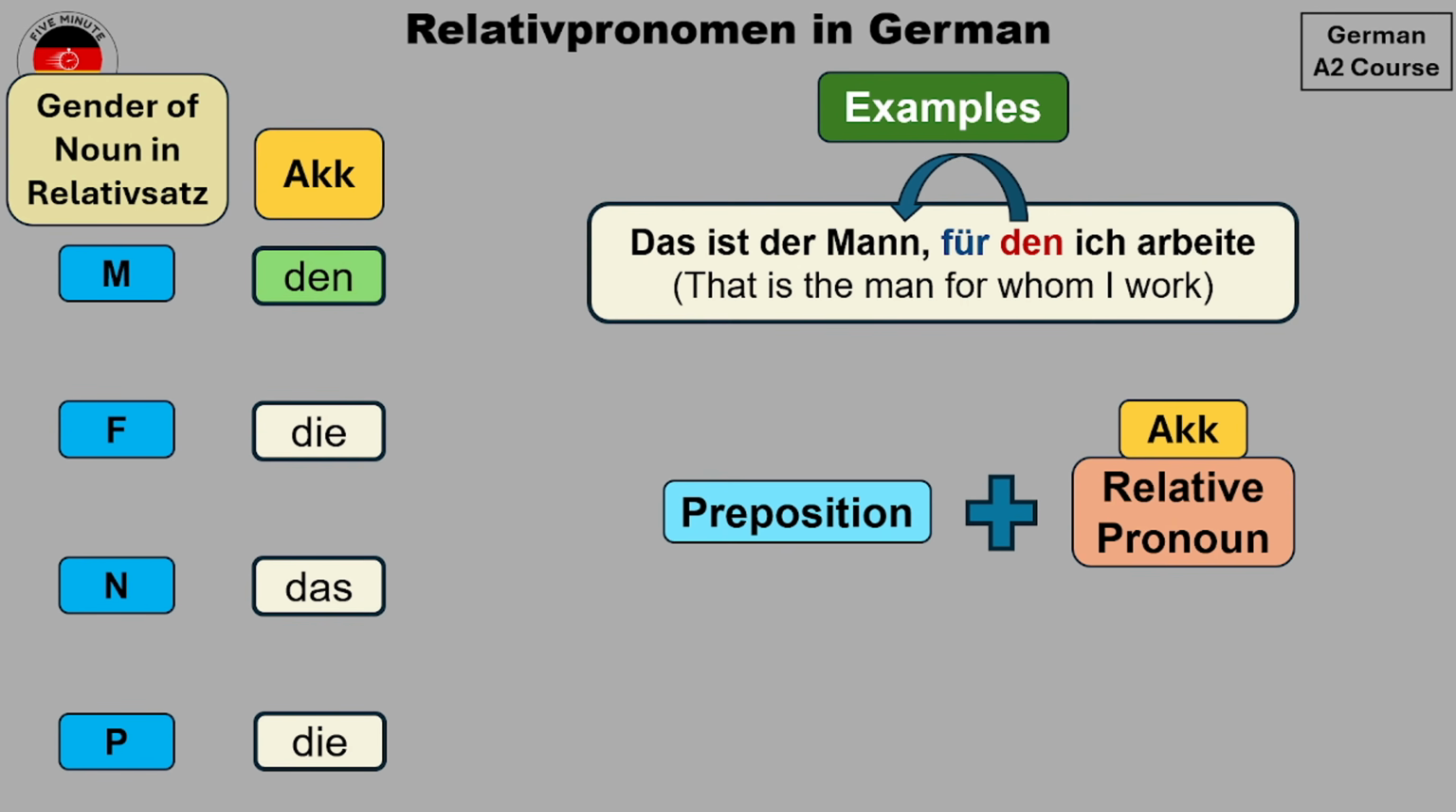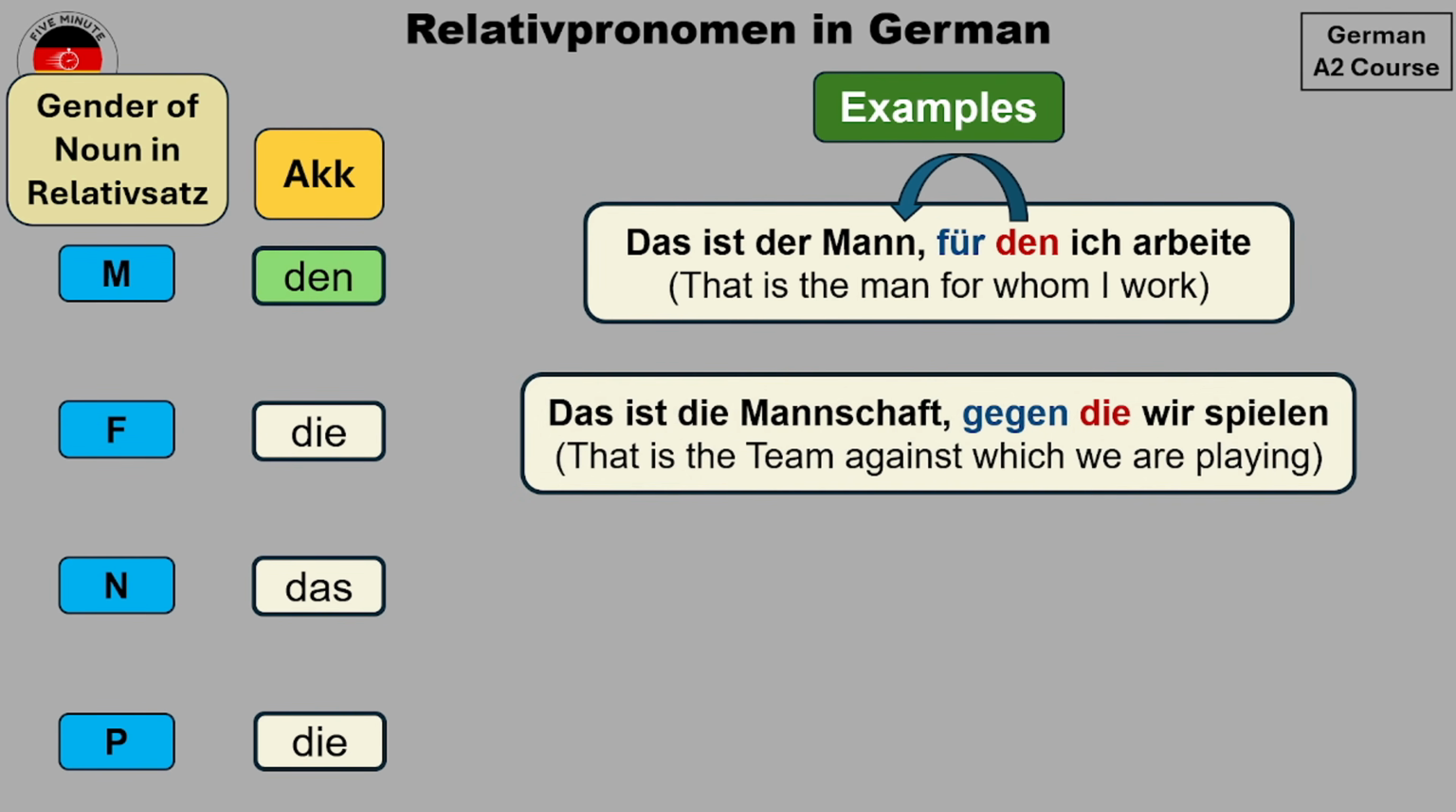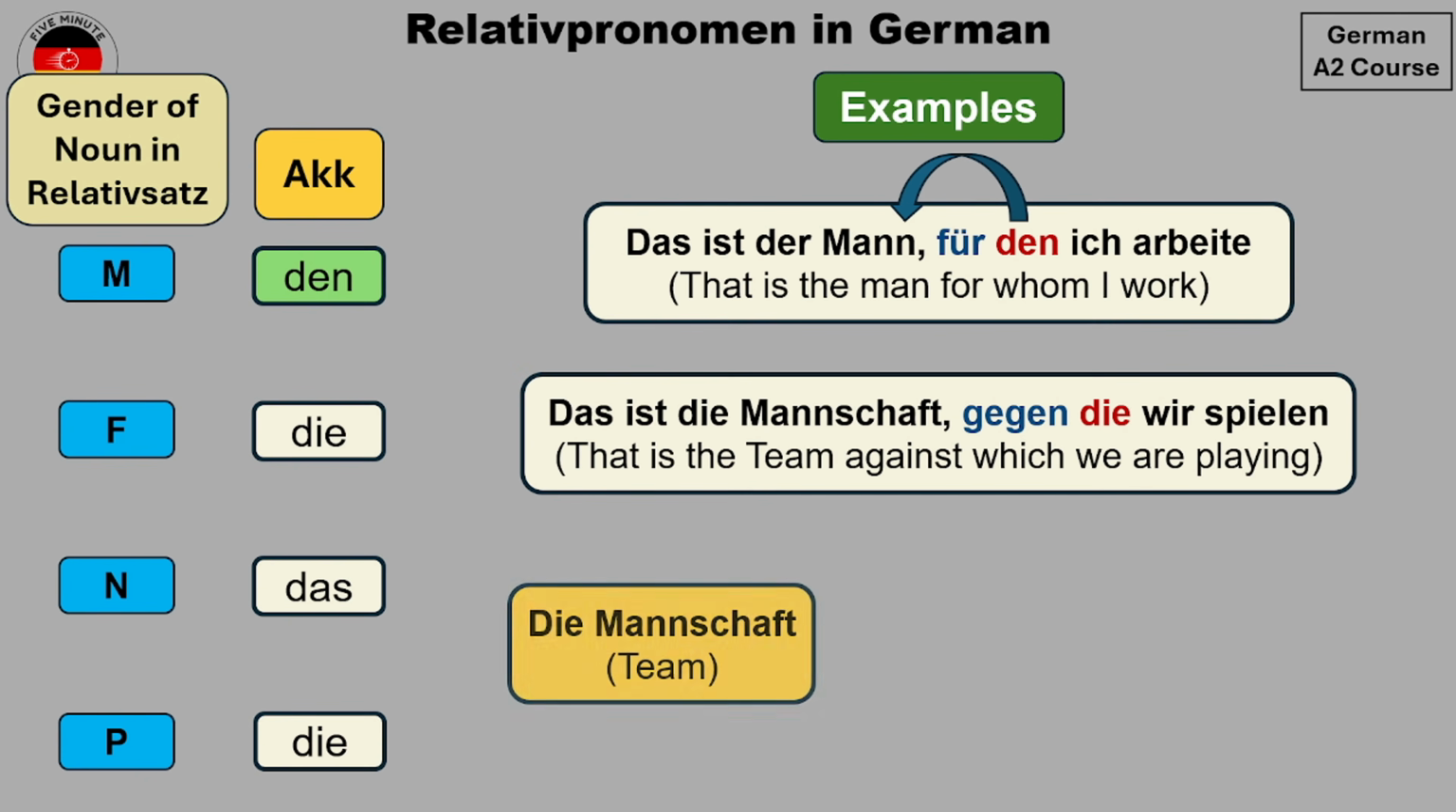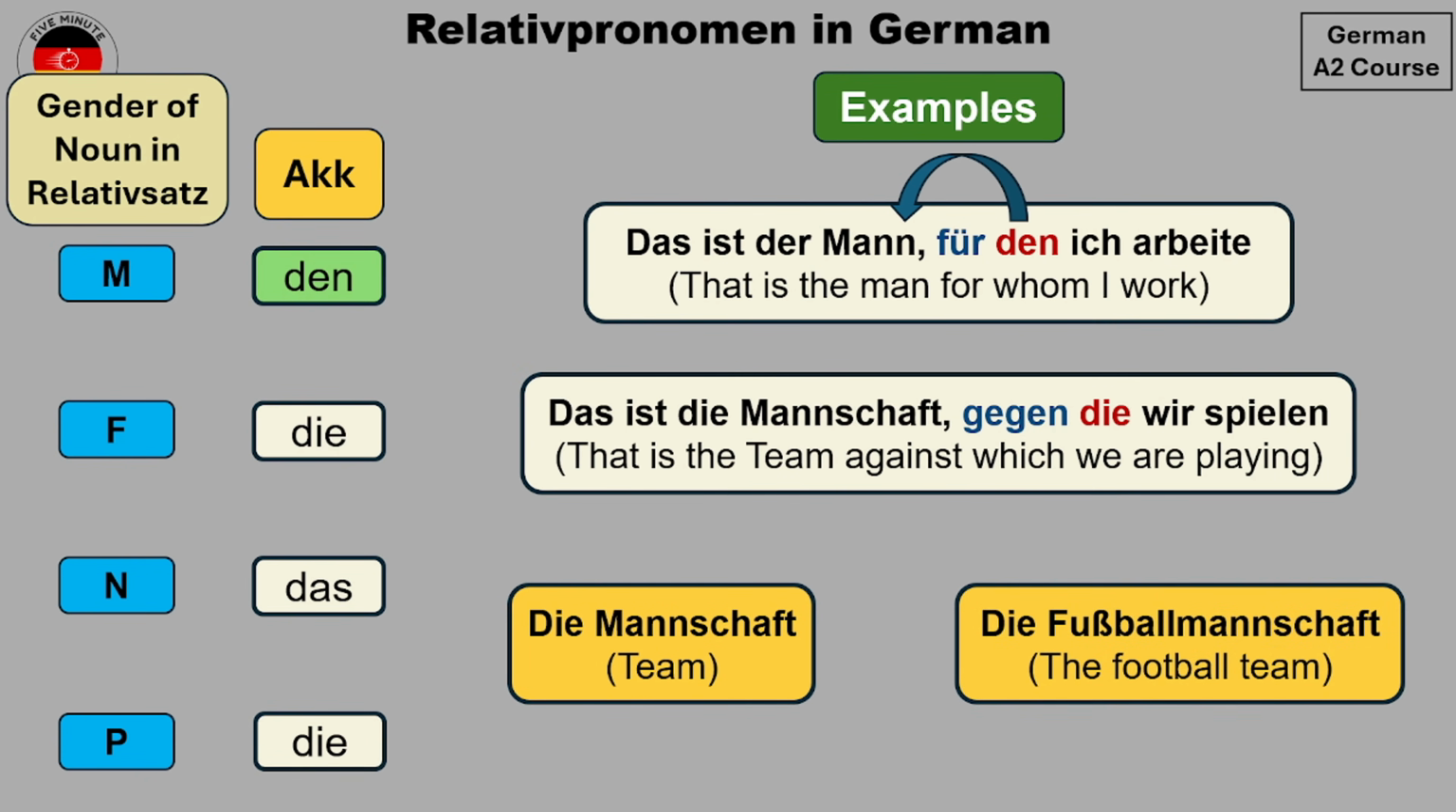Let's take an example for the feminine case. So I have the sentence, das ist die Mannschaft, gegen die wir spielen. That is the team against which we are playing. So die Mannschaft means team, and you will commonly hear the word die Fußballmannschaft, which means the football team. And you see that over here we have used the relative pronoun die because it is referring to a feminine noun. And this is in accusative because we have used the preposition gegen before it.